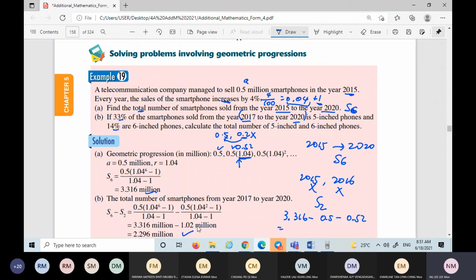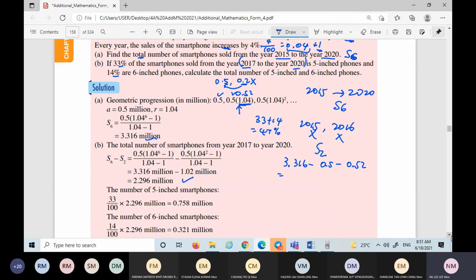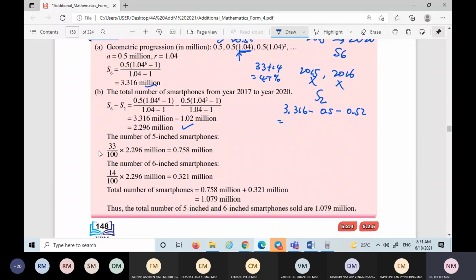This is the answer. Then after that, 5 inches one is 33%, 6 inches one is 14%. So you just add these two. 33 plus 14, 47%. 47% of this 2.296 million, then that is your answer. You can add the percent first, then get the percentage from the 2.296 million, also the same. So this is the answer.